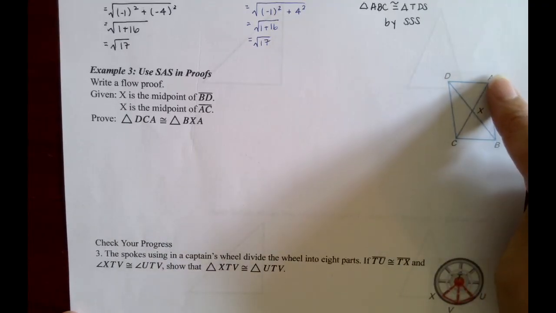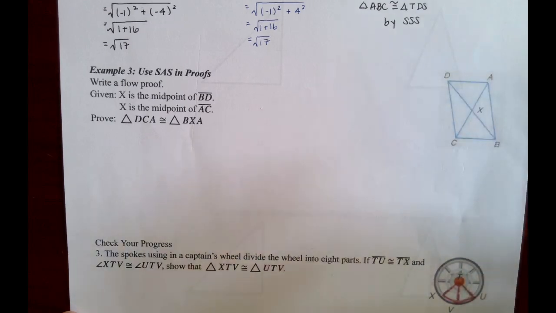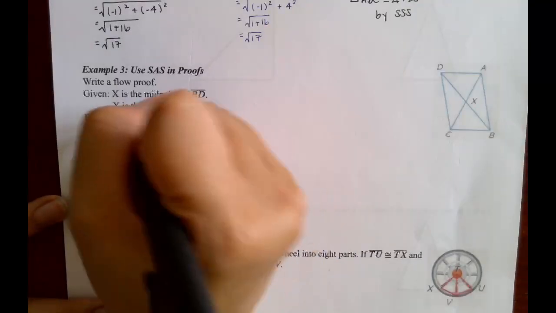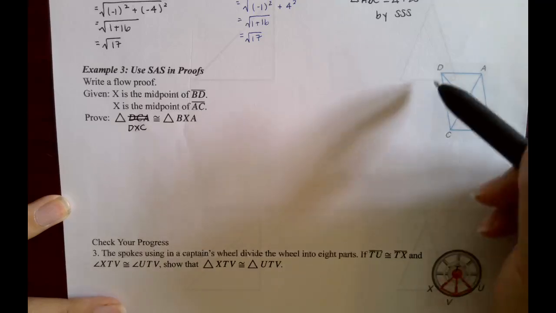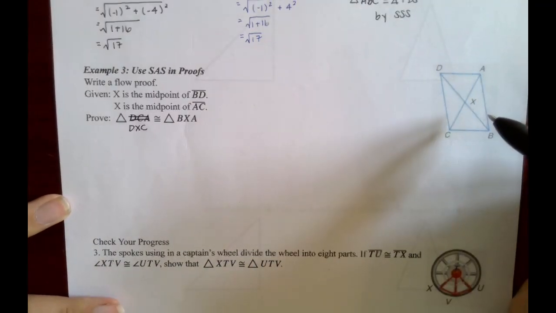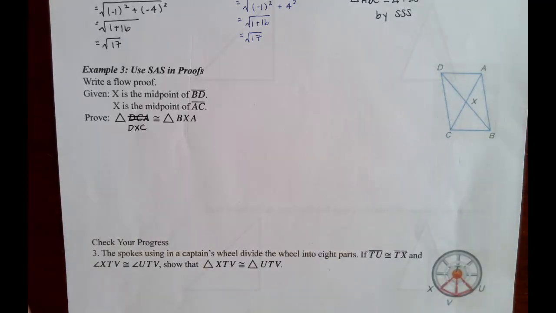is congruent to triangle DCA is congruent to triangle. Oh, sorry, there is a typo. It should be DXC. DXC. So this one here is congruent to triangle BXA, this one here. Okay. So let's start with our flow proof.